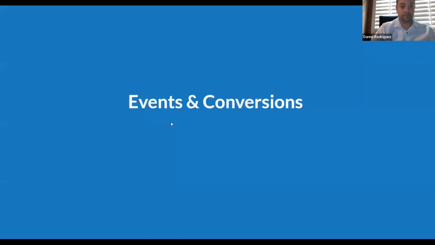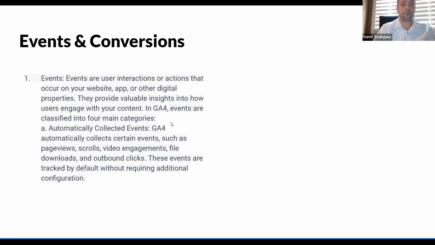Let's continue. Events and conversions. Now, the events in the new Google Analytics 4 are based on user interactions, or the actions, again, that users are taking within your website. When you set these properties right, the amount of data and decisions you can take based on what people are doing in your website is going to help you to find the right audience.